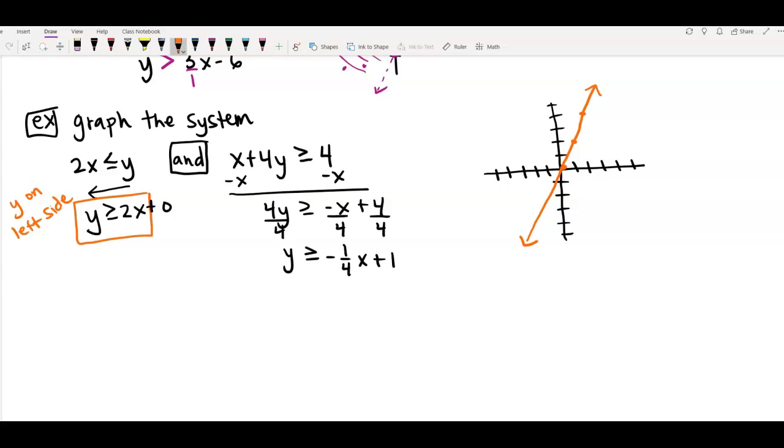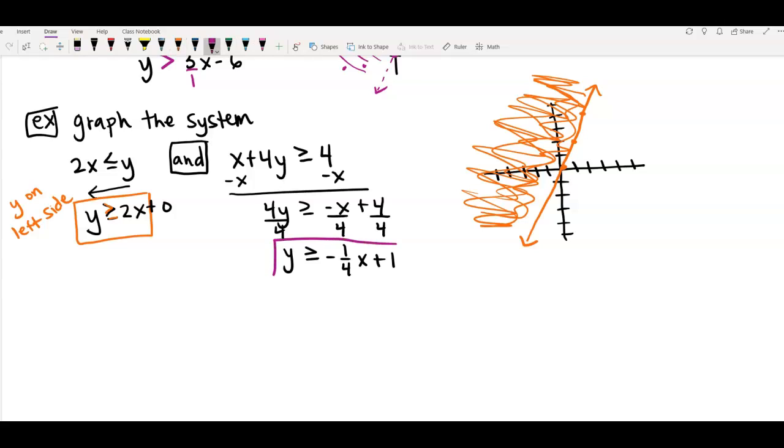And then we've got to decide which side of the line is going to be shaded. So it's the stuff that's greater than, or equal to. So that means all the stuff above the line, all the stuff up here. Okay. And now we need to do the other one.